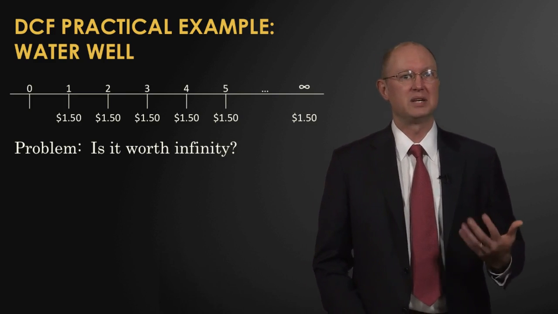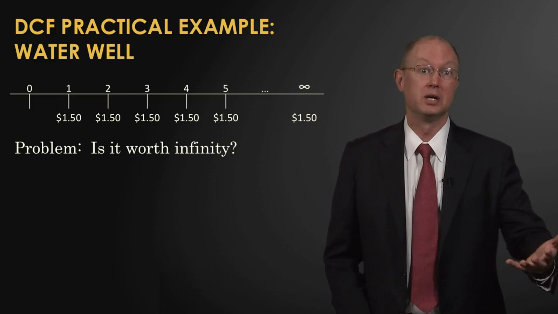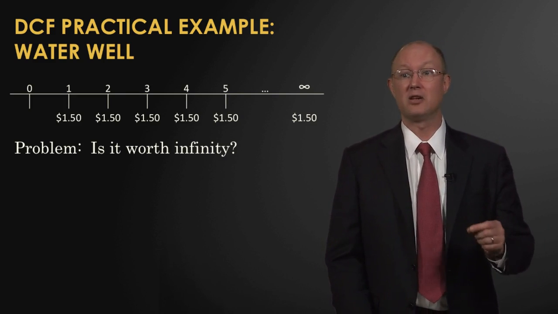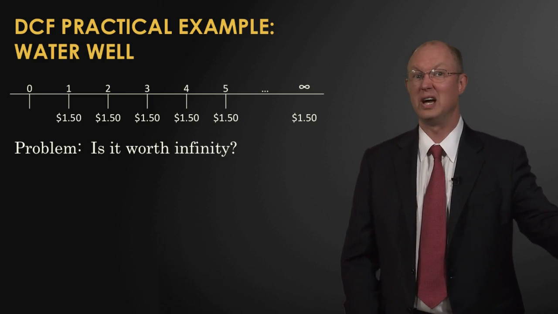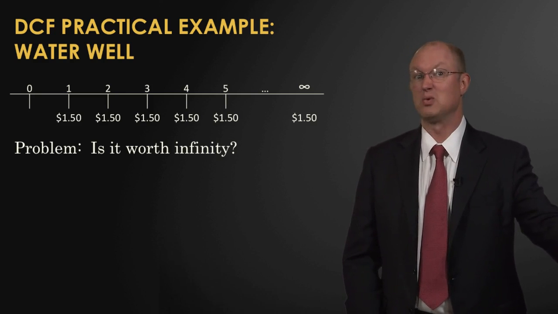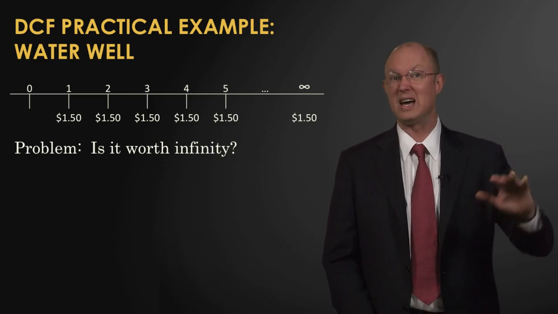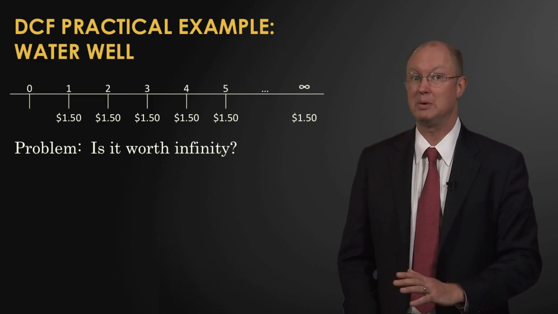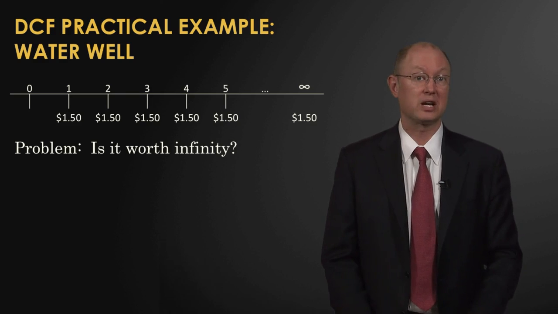Okay, so what are we missing by adding up the cash flows? Of course, we're missing discounting, right? That $1.50 coming in 10 years from now one day isn't worth $1.50. It's worth way less than that. Remember that exponential discounting that happened back in our discount and our present value lecture?